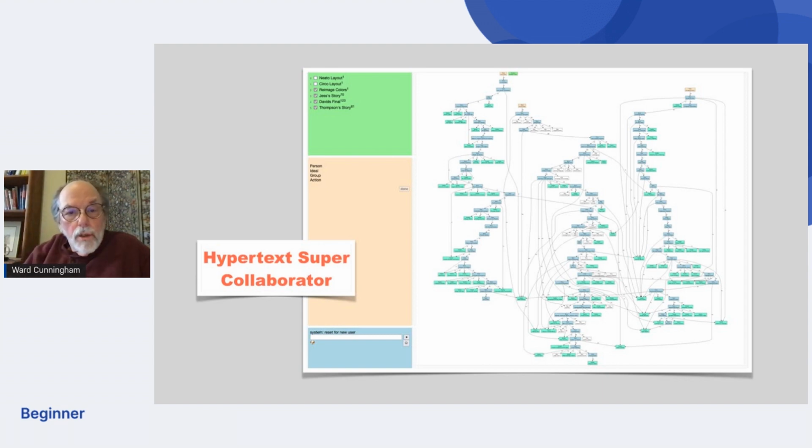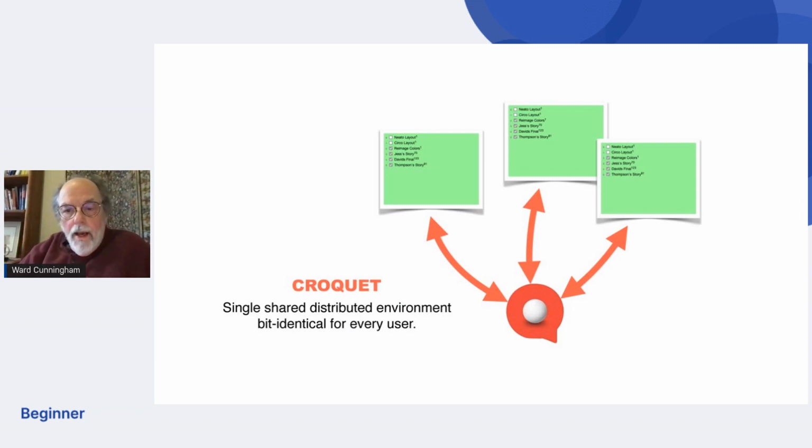What I want to do is describe the green and the brown boxes on the left, because they're both ways to control what's on the screen. Any user in there is going to see the same green panel as anybody else. This is a single shared distributed environment, which is what Croquet is described as, and it's bit identical for every user. So if I add a graph for a student here, or if we have 30 people on here, they'll see the same thing, and then they can select things, drag them into that mixing area, or even create new stuff.